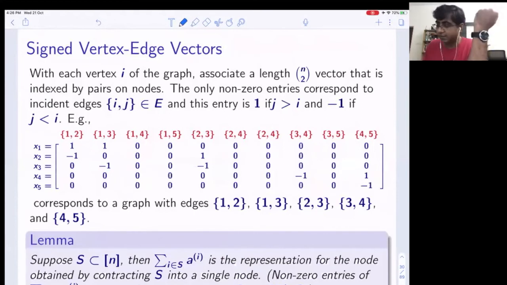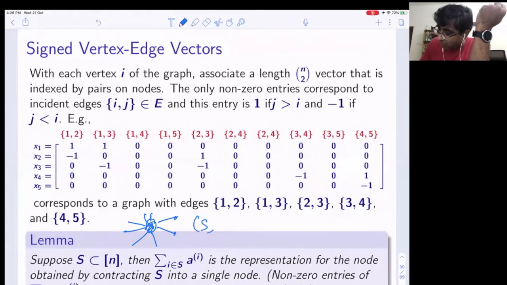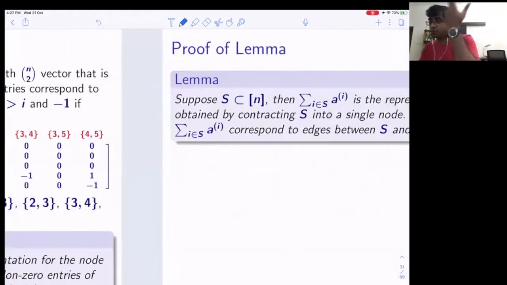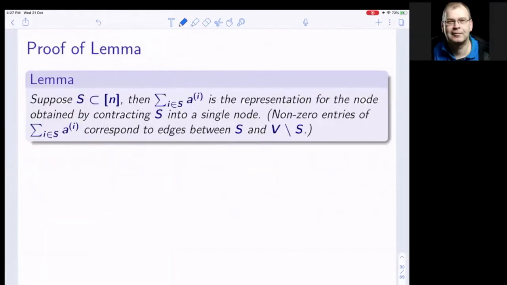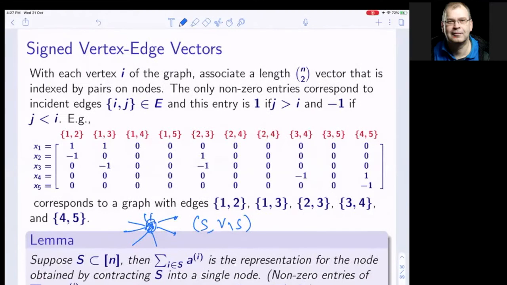What do I mean by this? After I contracted, what am I interested in? I'm interested in edges which are incident to this vertex. Not the internal edges, but the edges which are going across the cut S, V minus S. So non-zero entries of this correspond to edges between S and V minus S. But what do you mean by contraction? You identify the vertices, or because maybe they're not connected, right?